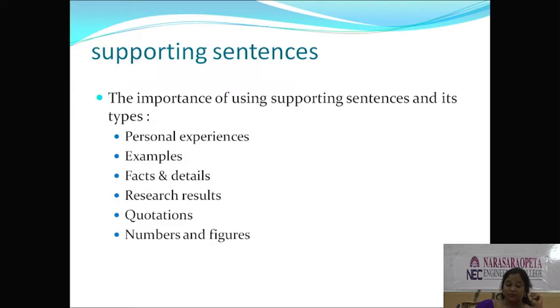At the same time, you can go with facts and details. When you're writing a paragraph on a report, on a published report, or a day-to-day development of a person, you need to give facts and details where you can't use your imagination and fancy. And research results: when you do an experiment, the outcome you get out of it comes under research result. Quotations, yes, you can give a good number of quotations in order to support your paragraph.